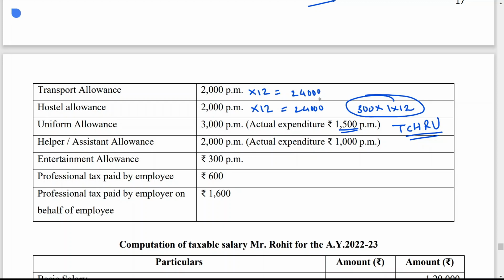Like second one is helper allowance. So this is also falling to this group only. So 2,000 per month and actual expenditure is rupees 1,000 per month. So person will get 1,000 per month as a deduction. Entertainment allowance 300 per month. You have to multiply by 12. First of all, you will add and you will get the deduction for the same also after calculating gross salary. But here Mr. Rohit is not a government employee, so he will not get deduction of entertainment allowance.